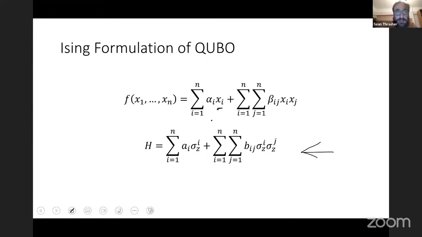So here is H a bit more explicitly. I take this X and I promote it to a Pauli spin operator. I do the same thing here. And notice that this H will have the eigenstates X1 through to Xn, so all the computational basis states are eigenstates for H. And these a_i and b_ij are related to these constants here.